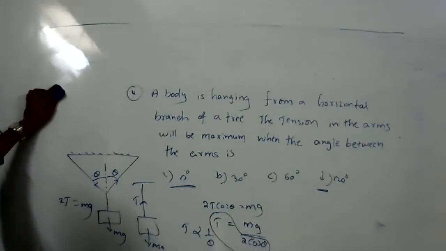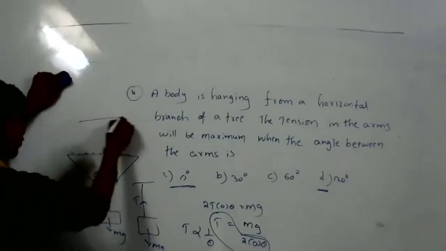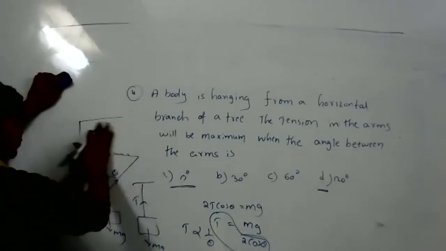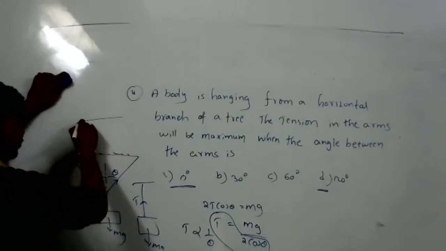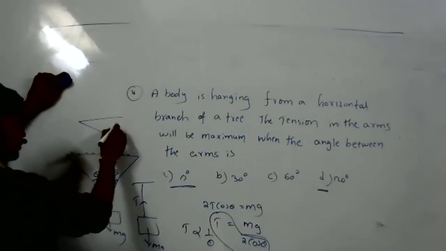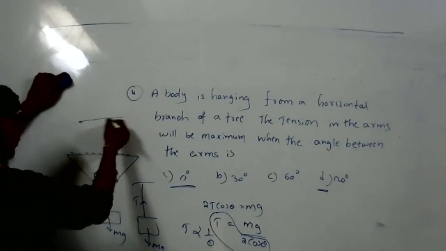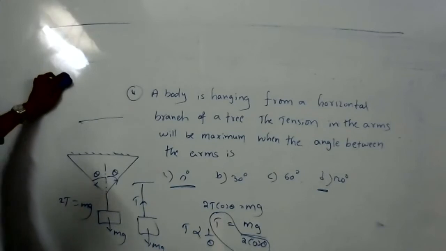Sir, could the arms be on either side of the branch? They can even be hanging over the branch, like a pulley kind of thing. Okay, fine, it's okay.